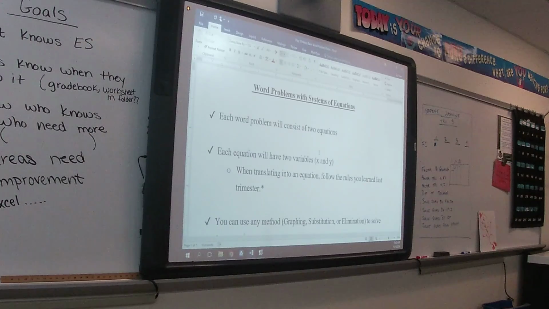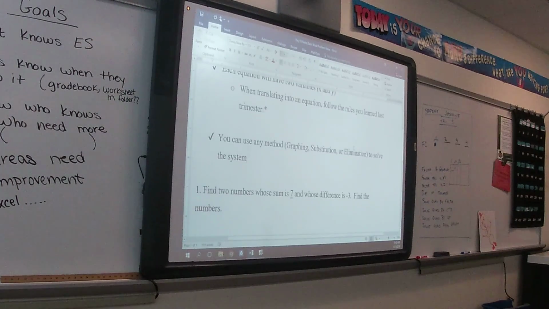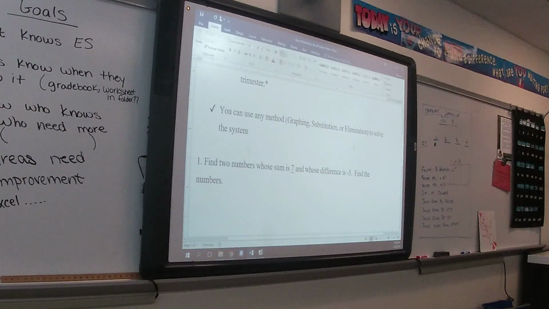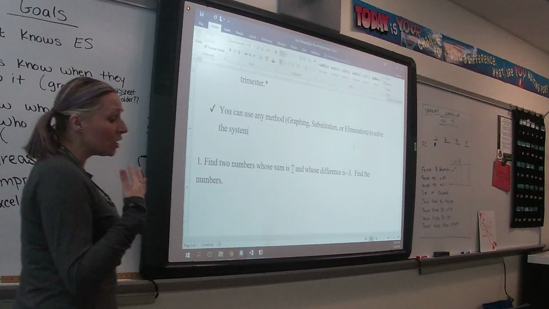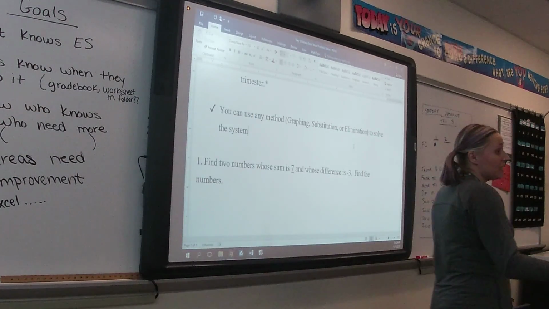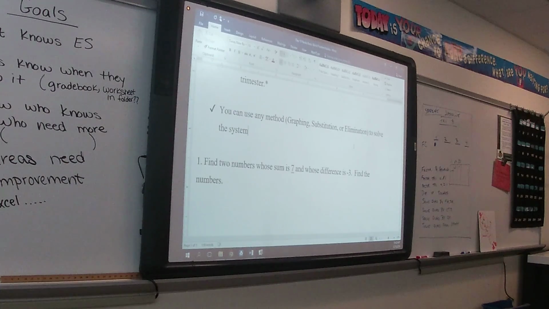I actually already have linked to Canvas that table from first trimester that had, you know, like sum is addition, more than, increased by, and it would give you all those key terms for each operation. So if you say, oh my gosh, I forget all of these things, those are linked onto Canvas for you to access and look up as well.